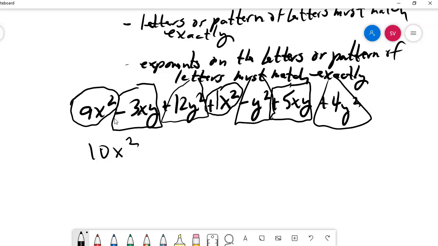Now I have minus 3xy plus 5xy. Minus 3 plus 5 is plus 2. And then you just keep the xy the same. You don't touch it.